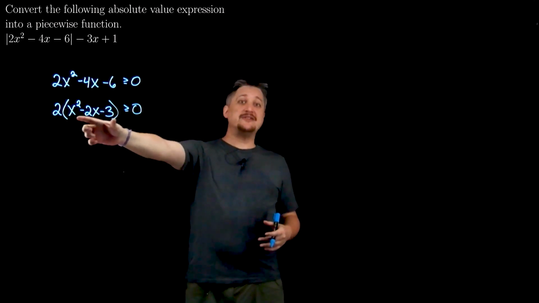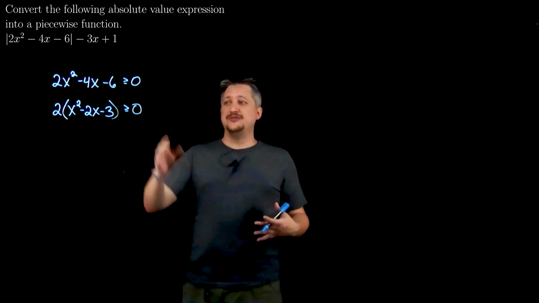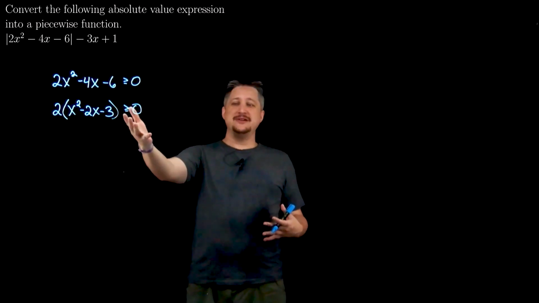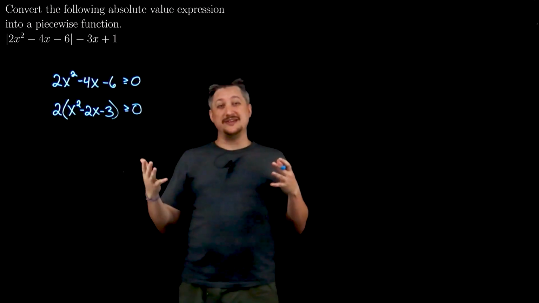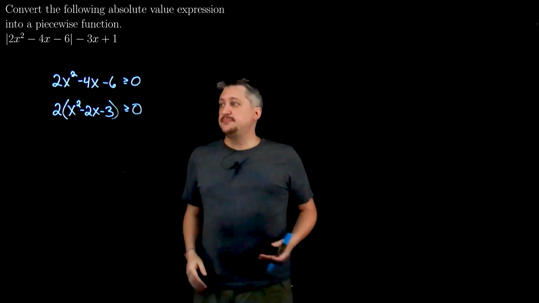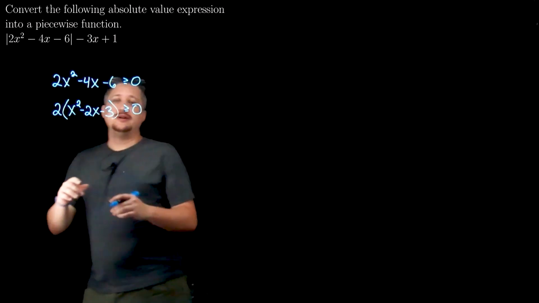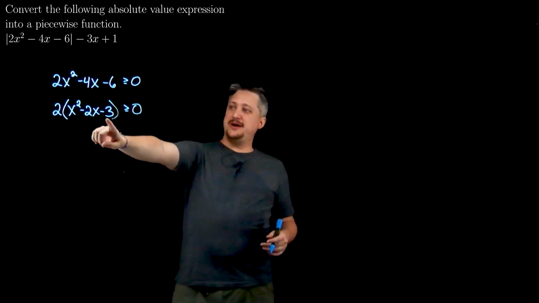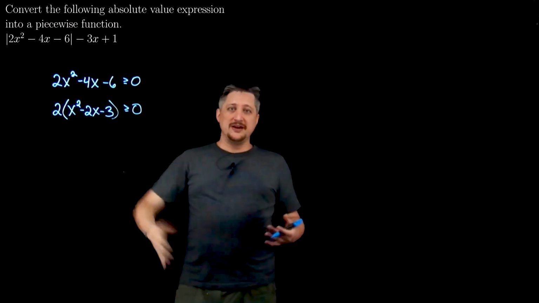I'm going to factor this part next, because I'm trying to set up a sign chart. This whole idea of it having to be greater than or equal to 0 is really about where it is positive and where it is negative. The easiest way to figure that out is a sign chart. So I'm going to factor this: I want two things that multiply to minus 3 and add to negative 2.